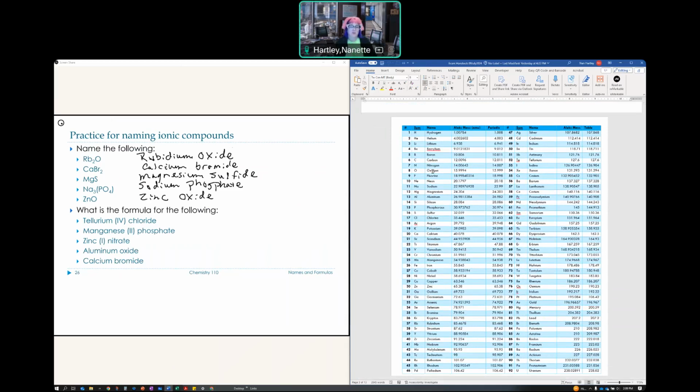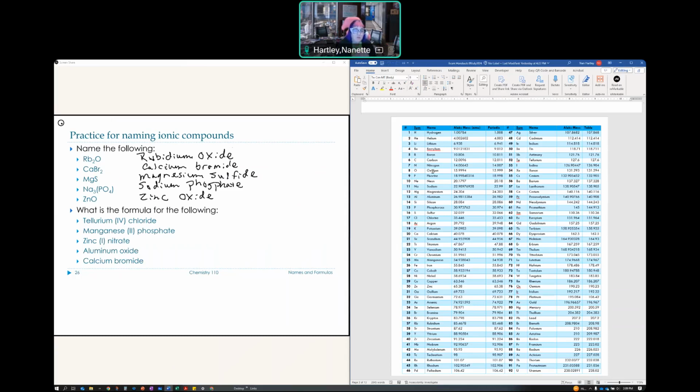Okay. So again, all I had to do was find them. My metals, I just write down their name. That gets written first. My anions, the negative guys, they get their name, but it gets changed to an IDE unless it's a polyatomic, in which case I just write down the name. Okay, so that's how I go from formula to name.